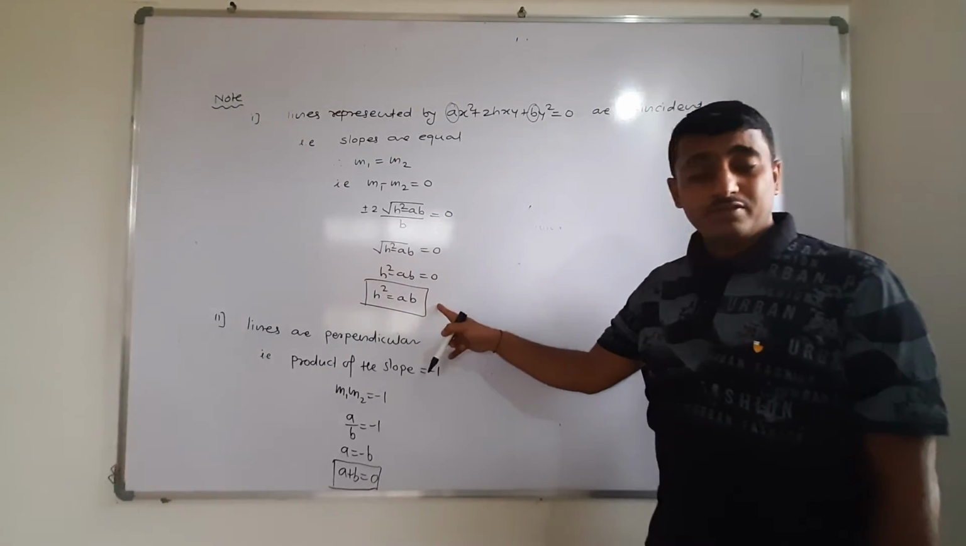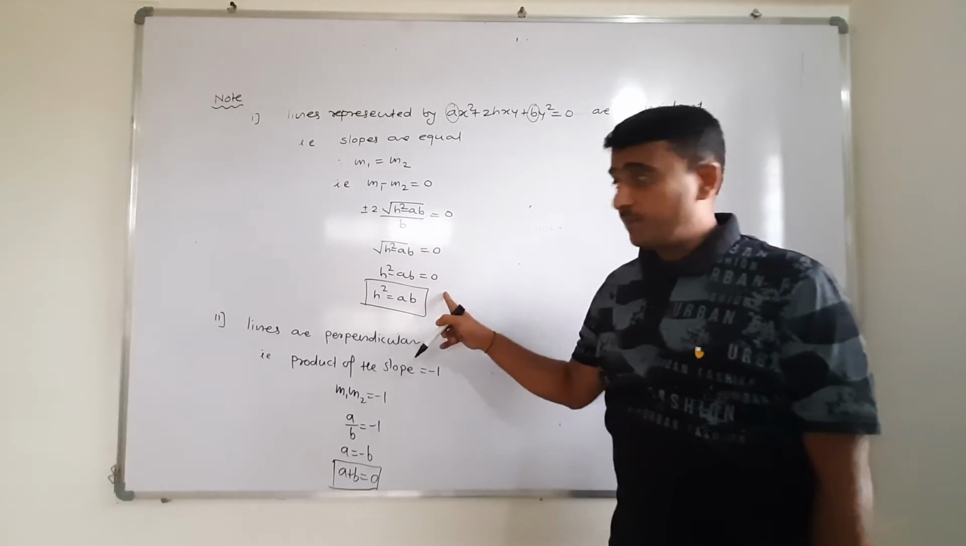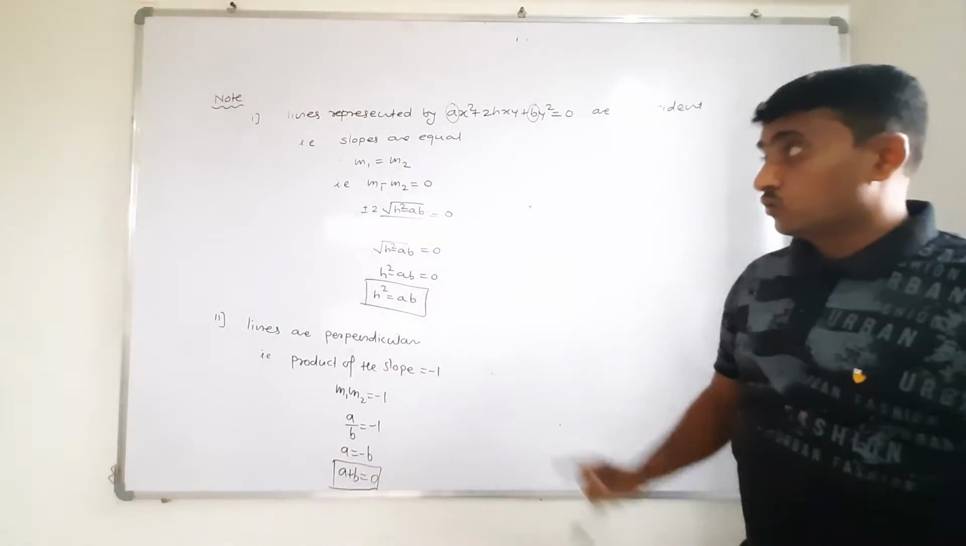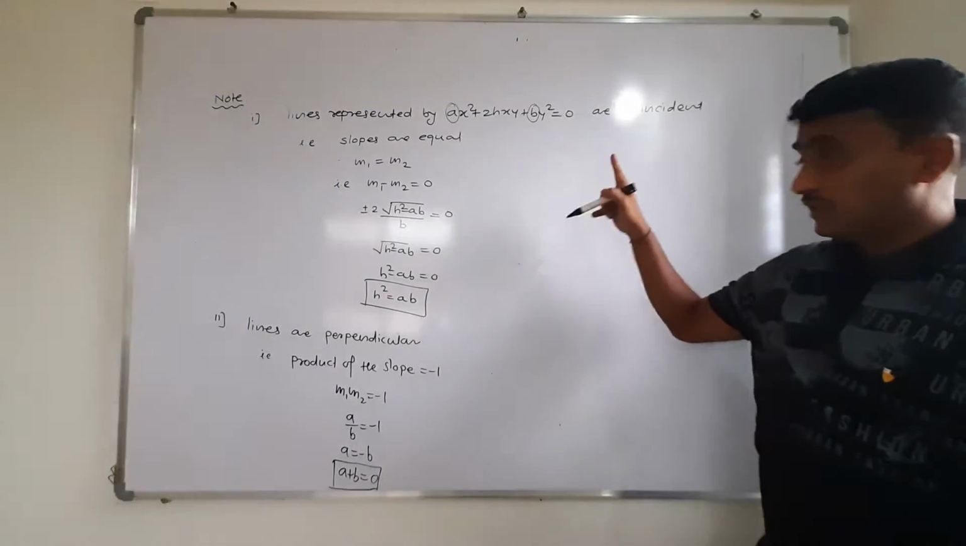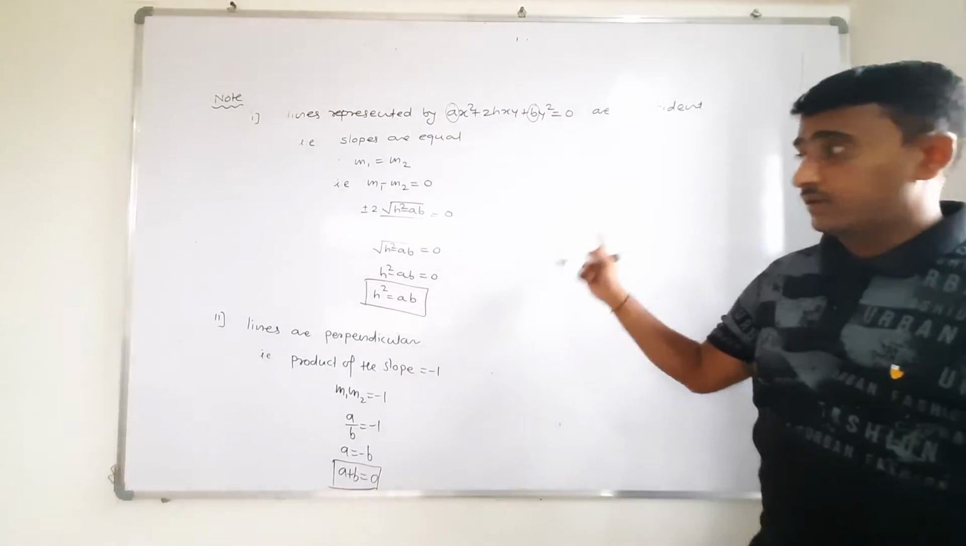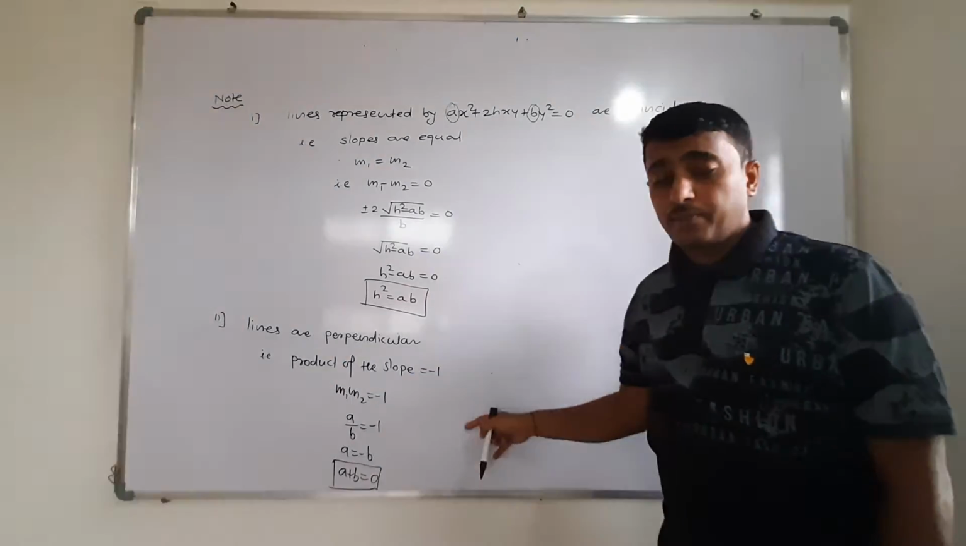h square minus ab is equal to 0, or h square is equal to ab, lines are coincident or parallel. These are the two notes depending on this theorem. The theorem is tan theta, that is the angle between the lines. Here two cases: parallel, coincident, and one more is perpendicular.